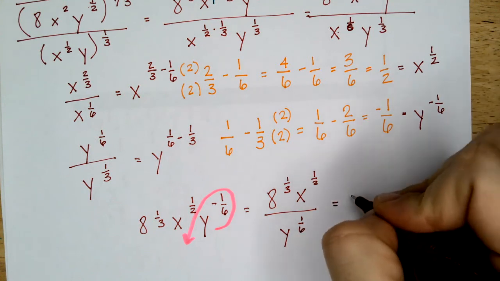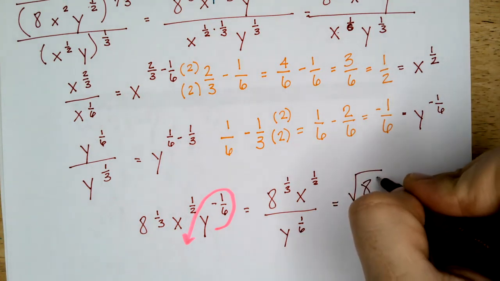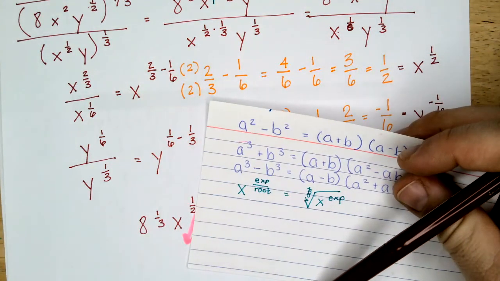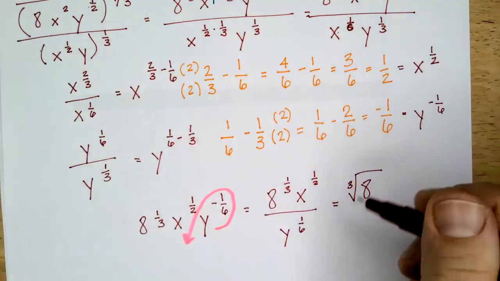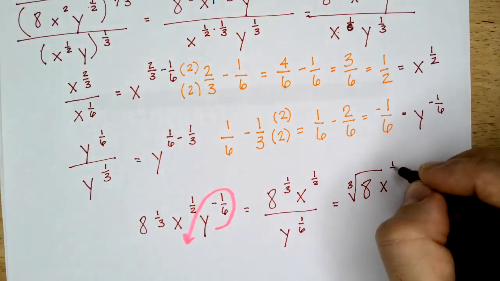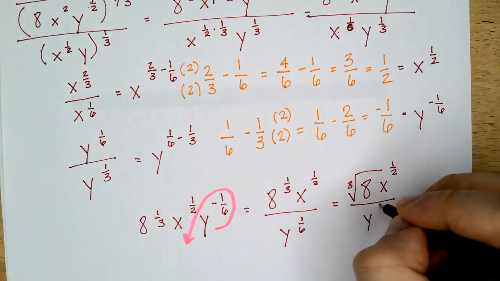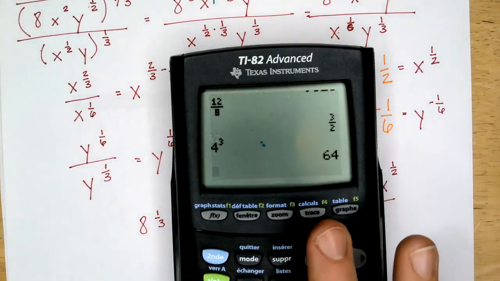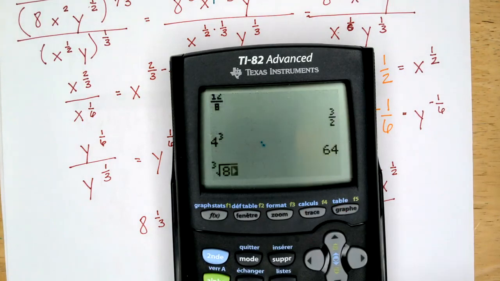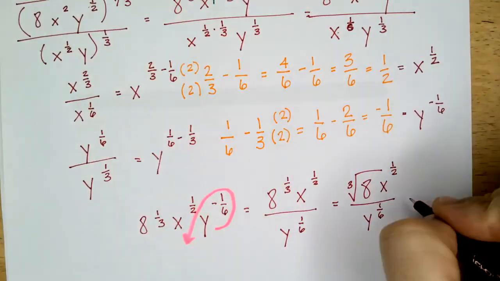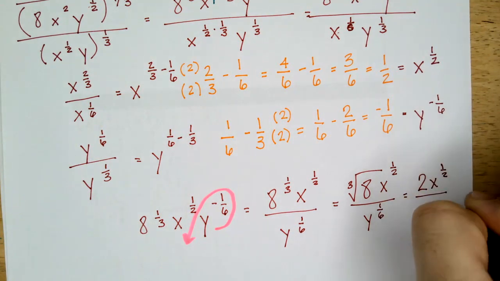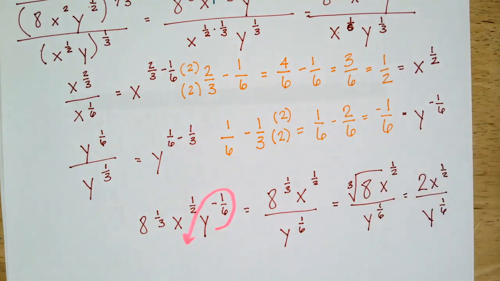8 to the 1/3 becomes the cube root of 8. The 1 stays here, the 3 goes here, according to this, right? The bottom number of that fraction is the root. The cube root of 8 is 2. So now I have 2x to the 1/2 over y to the 1/6. And that is our final answer.